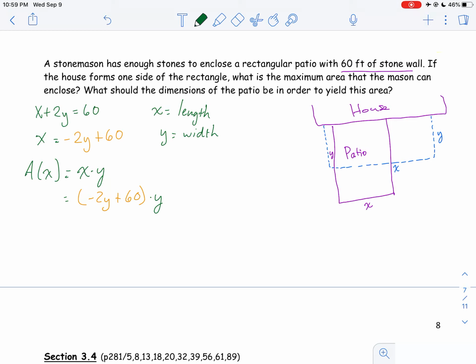Now, if this is the first time you've seen something like this, you might be wondering, like, why? What's the point of this? Let me show you. If I distribute this, I now get a function of the area as negative 2y squared plus 60y. It's a parabola. Do you see that? In fact, at this point, we could graph it if we wanted to, and we could find the maximum area right here. In fact, let's do that.